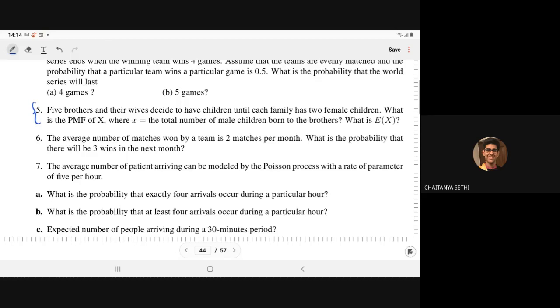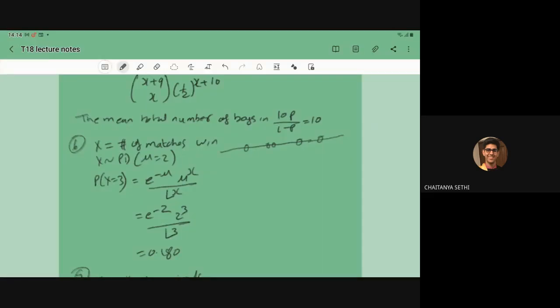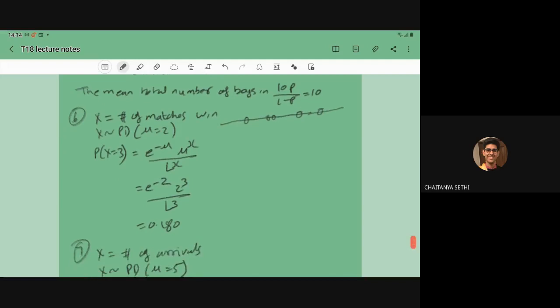Now you have to determine the probability that there will be 3 wins in the next month. If x follows the Poisson distribution, you have to determine the probability that x is equal to 3, and we know that for the Poisson distribution it is e to the power minus mu, mu to the power x, upon factorial x, and mu is given to you as 2. Mu is the average number of matches won by the team in a month.